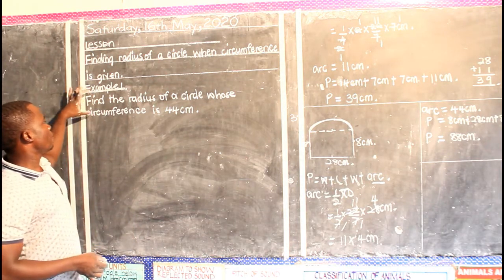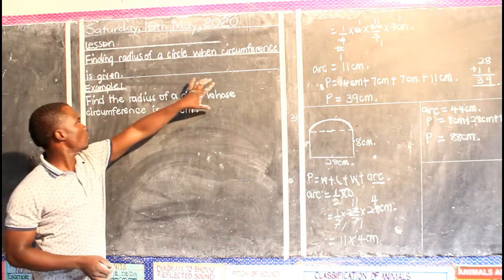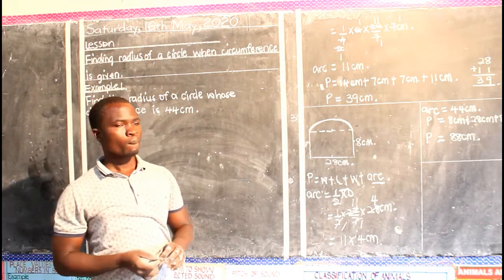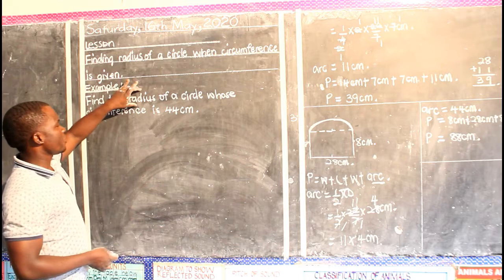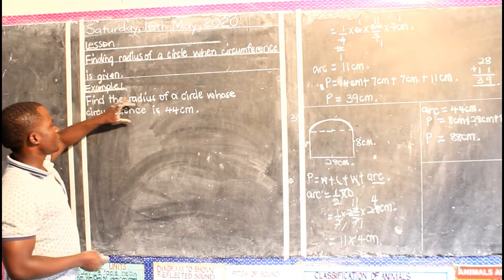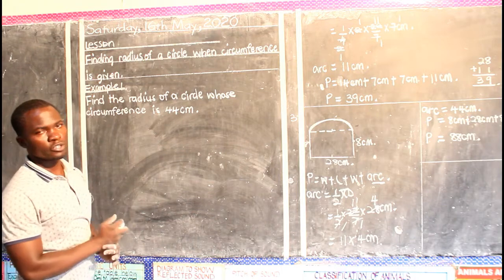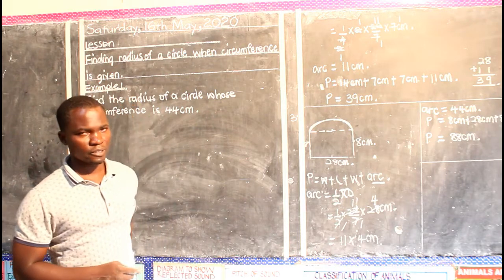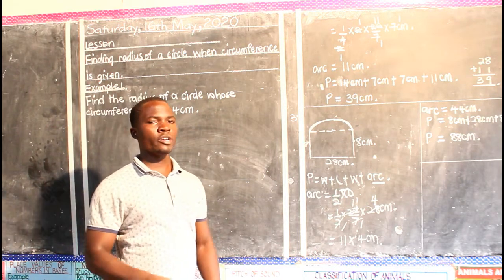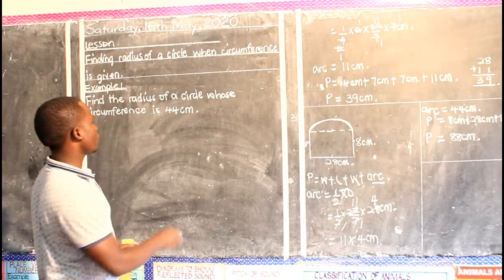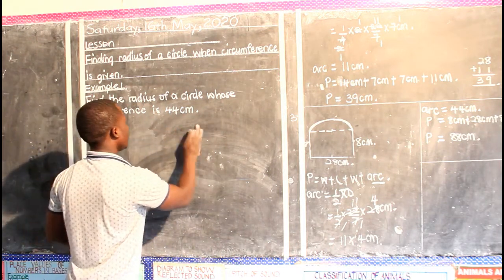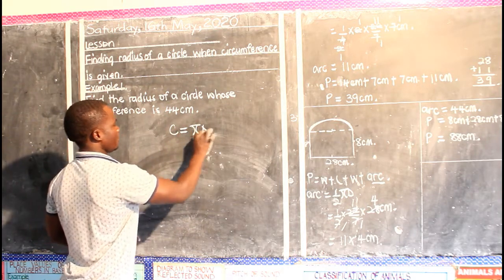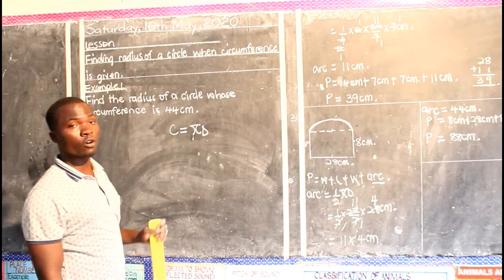The question is, find the radius of a circle whose circumference is 44 centimeters. If you want to find the radius and they have given you the circumference, what did you do? You are going to employ the formula for circumference. And earlier on, you were given the formula for circumference, and we said circumference equals pi d.